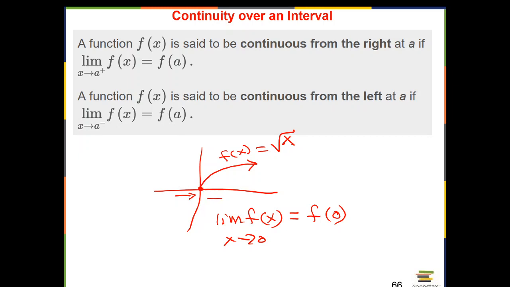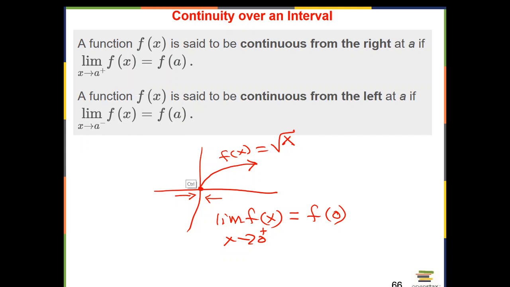So what do we do? We're going to define a limit from the right. If this is true, then we say that f of x is right continuous at 0. What does that mean? That means if you take the limit from the right, that equals f of 0. So this is right continuous at 0, and of course it's continuous for every other point after 0. So that's the definition of a right continuous function.